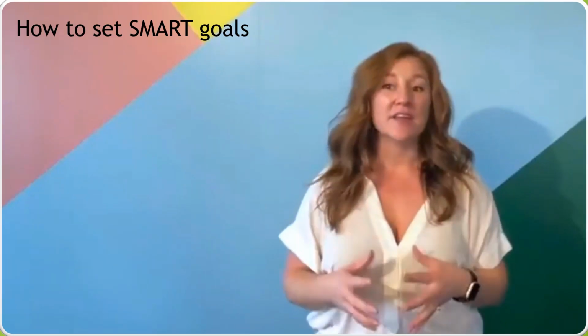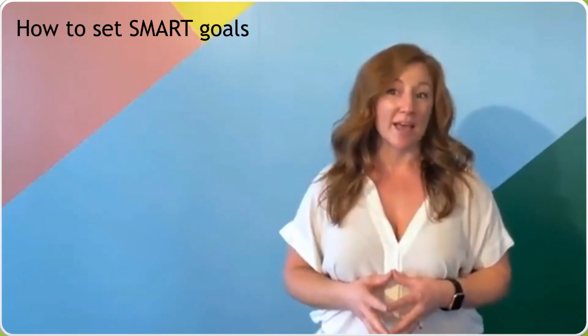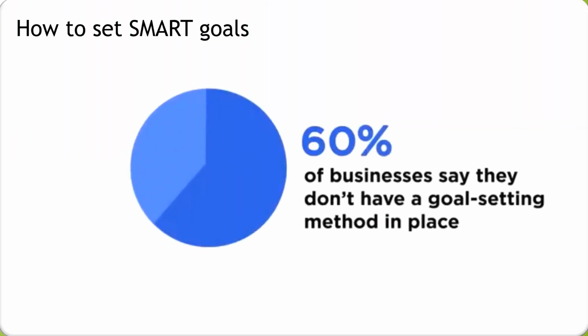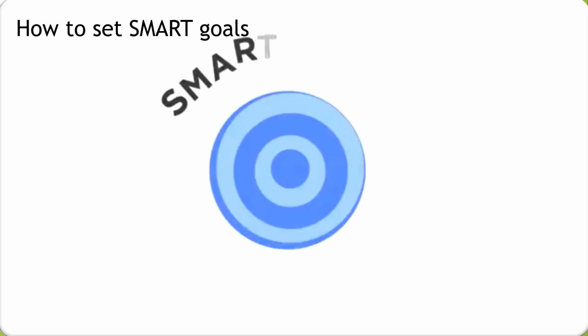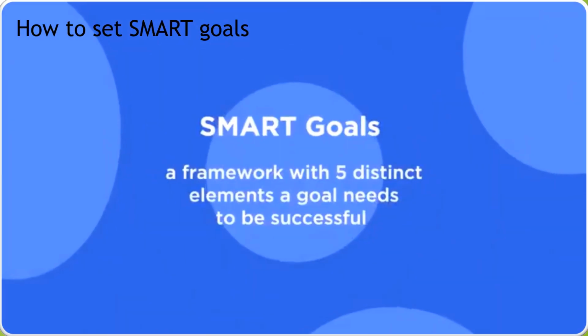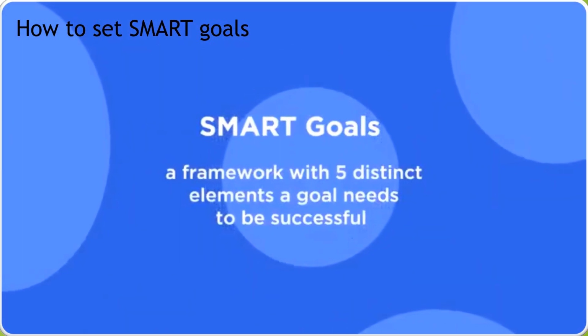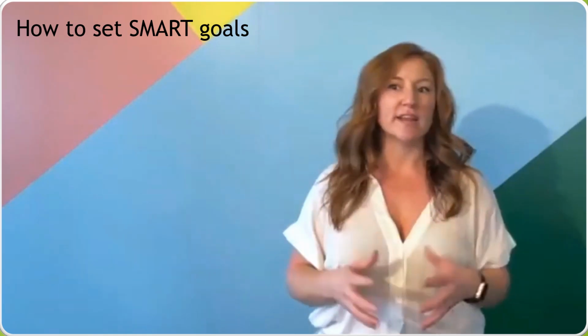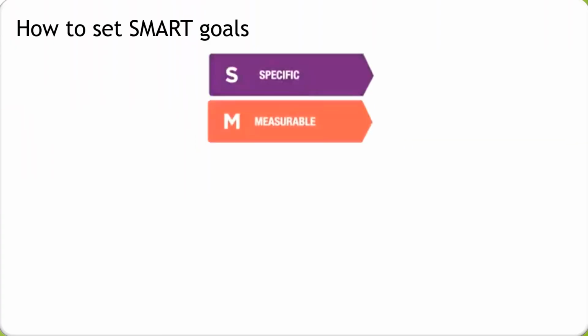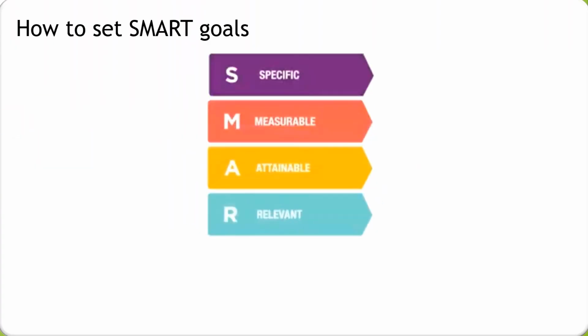The power of setting goals at work has been proven time and time again. So why is it that 60% of businesses say they don't have a standard goal-setting method in place? Today we'll help you learn how to do that with SMART goals. SMART goals are a framework with 5 distinct elements that a goal needs to be successful. So what does SMART goals stand for? Specific, measurable, attainable, relevant, and time-based.